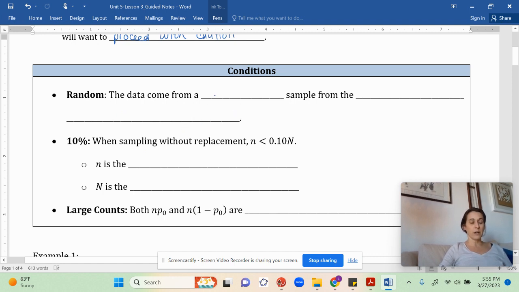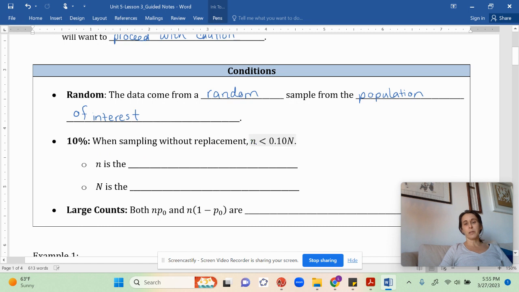First, the data come from a random sample. We need to know that the sample was randomly taken somehow, and it has to be from the population of interest. So the sample should come from the population of interest. And we can usually read that in the problem. Population of interest. Did I spell interest right? I think so. Okay.